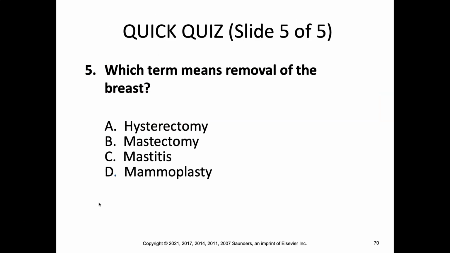Which term means removal of the breast? Removal of the breast. This means to remove the whole breast. Excise it.